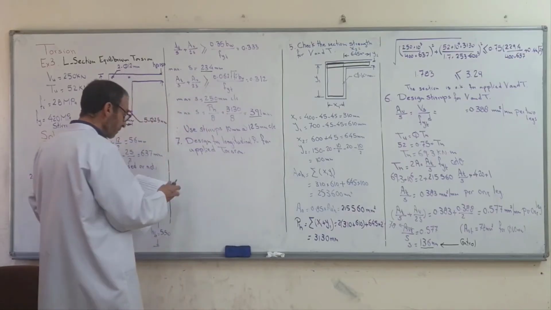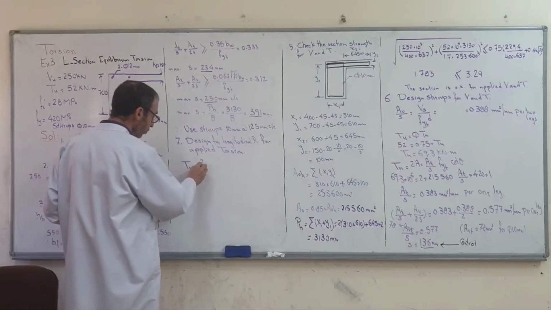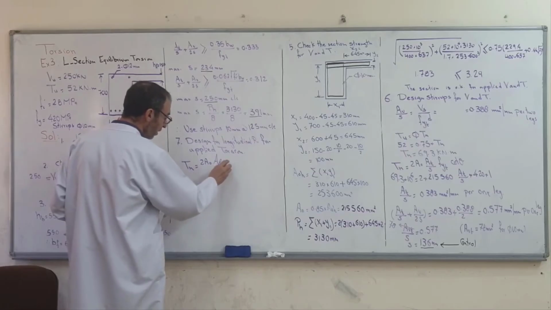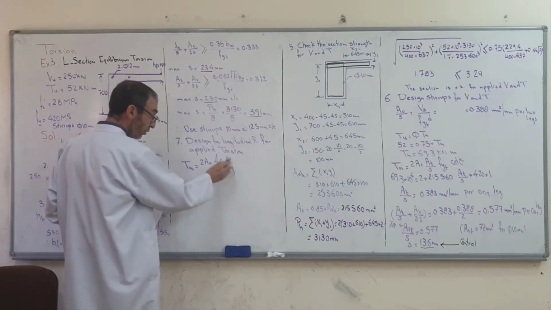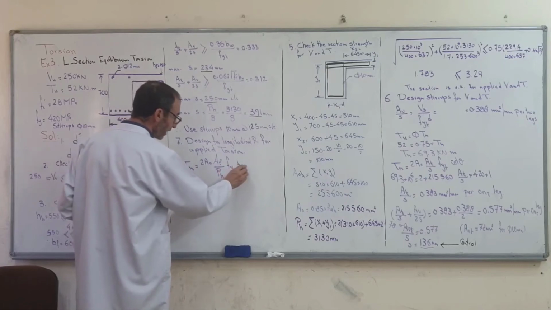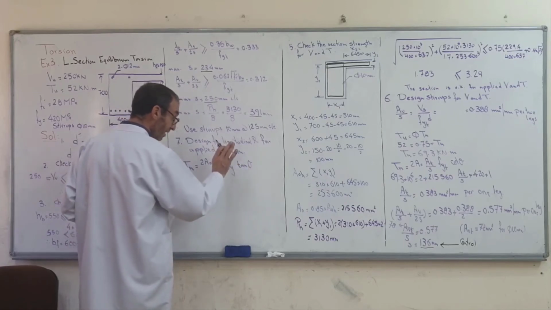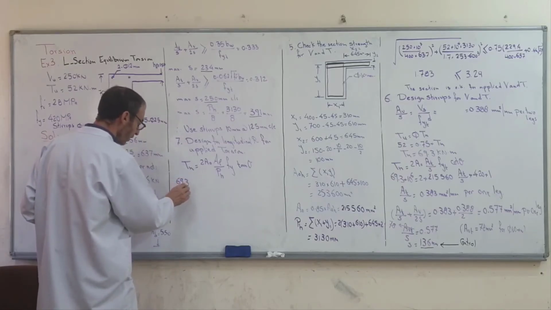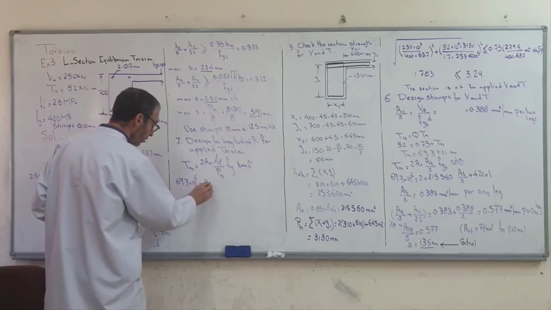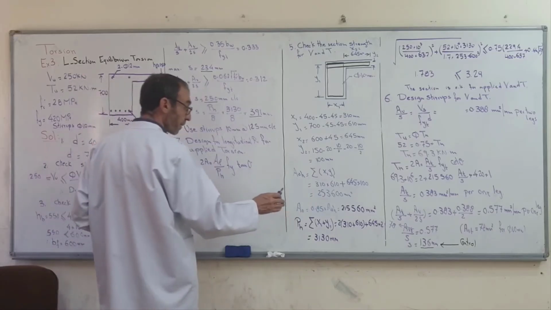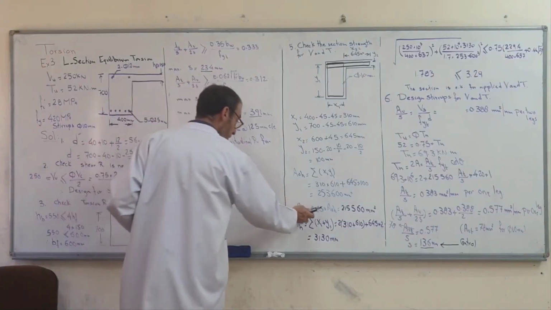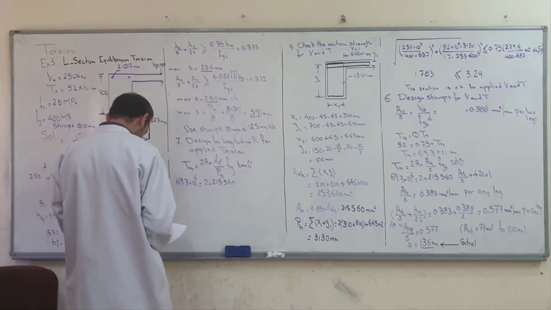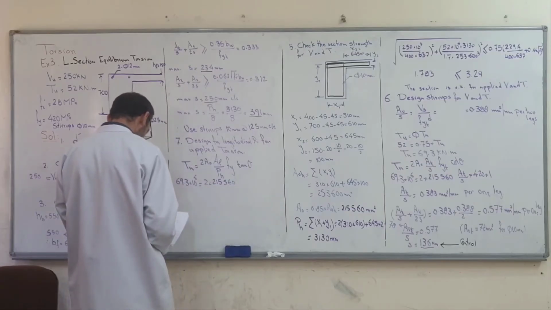Now Tn is equal to 2 A naught Al over ph times Fy longitudinal times tan theta. Tn is known, 69.3 times 10 to the power 6, equals 2 A naught. A naught is known, 215,560.